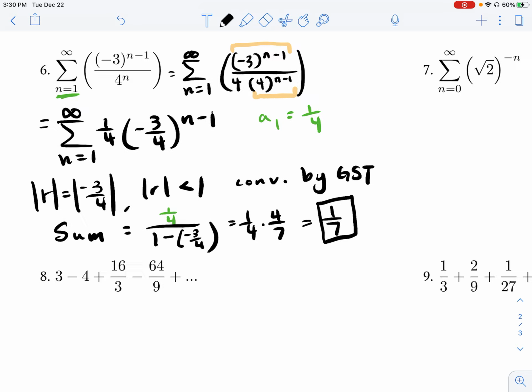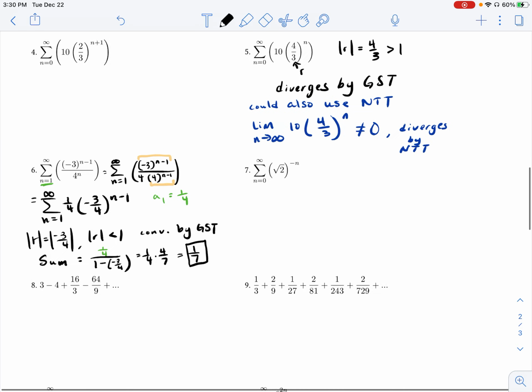Okay? So I encourage you now to try the rest of these problems on your own. Go ahead and check the solutions in Google Classroom, but hopefully you're getting a pretty good sense now of how we can use the geometric series test to determine a geometric series' convergence or divergence, which is really nice about using this test.